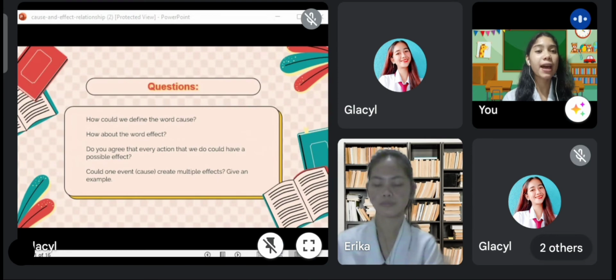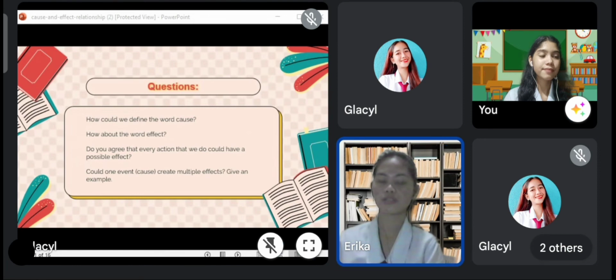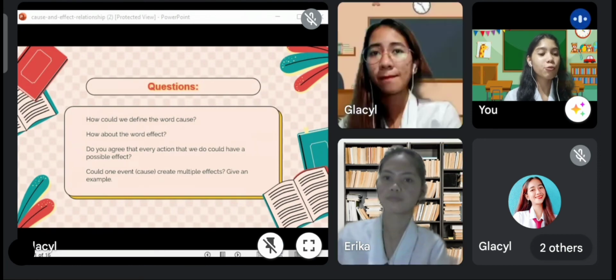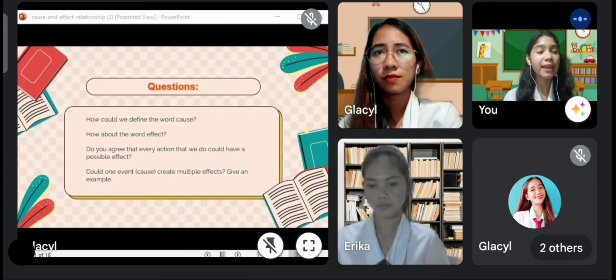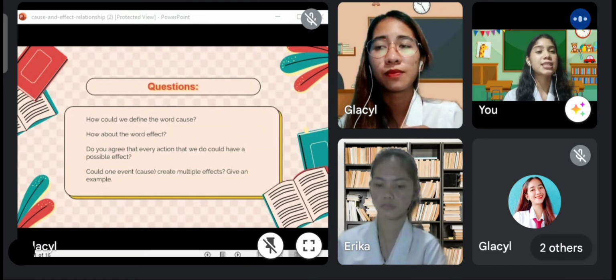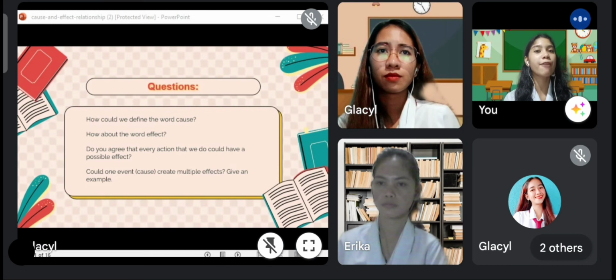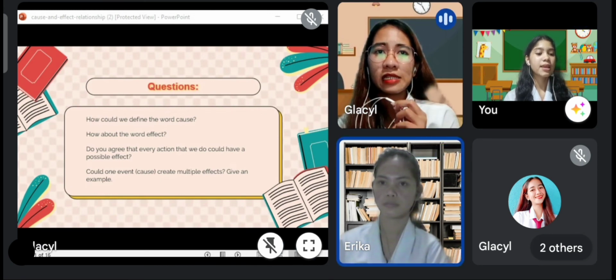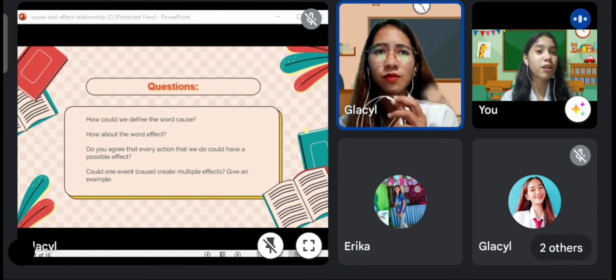How could we define the word cause? The cause is the reason why the effect happens. Very good. How about the word effect? The effect is the result of one event that happened. Yes, very good. It is the result of one event that happened. So do you agree that every action that we do could have a possible effect? Yes, ma'am.